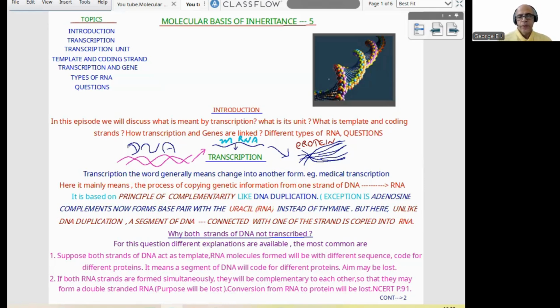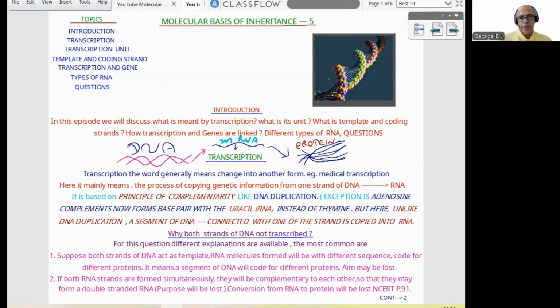Now, here in genetics, transcription means what? Here it means the process of copying genetic information from one of the strands of DNA. DNA is double stranded, so from one strand the genetic information will be copied and transferred to single-stranded RNA normally. So from DNA to RNA, that procedure is called transcription. And what is the basis of it? That is a popular question. It is based on the principle of complementarity.